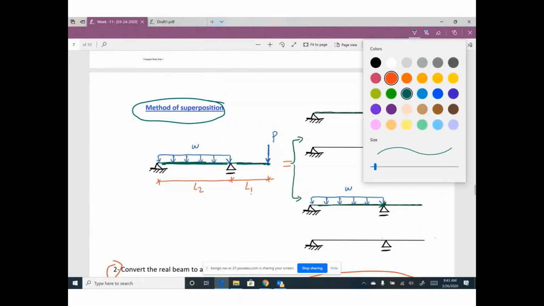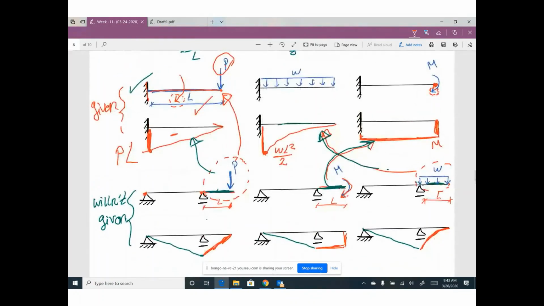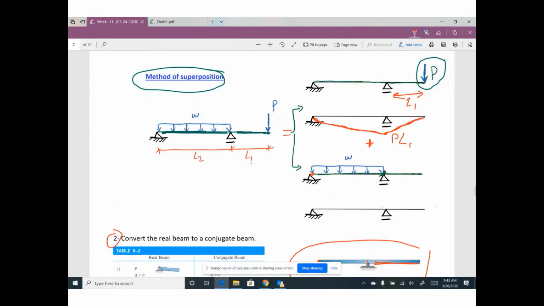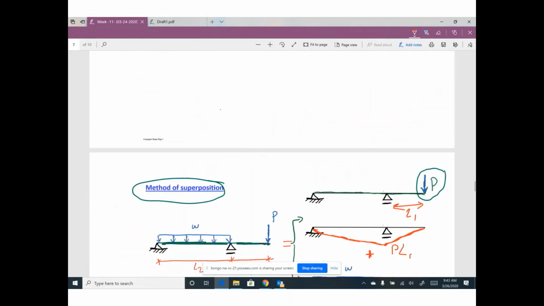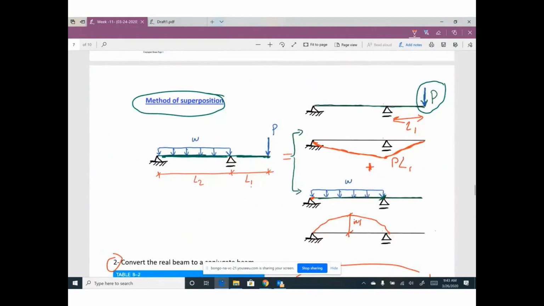So if you have this case with the concentrated load only, I think your moment looks like this, because this shape will be like this one. And I will connect this value, which is P times L1, because this distance is L1, and I will connect to 0. Then, if you have the uniform distributed load, your moment will be a parabola, looks like this one, and your value will be W L squared divided by 8. So finally, the final moment for this beam will be like this.